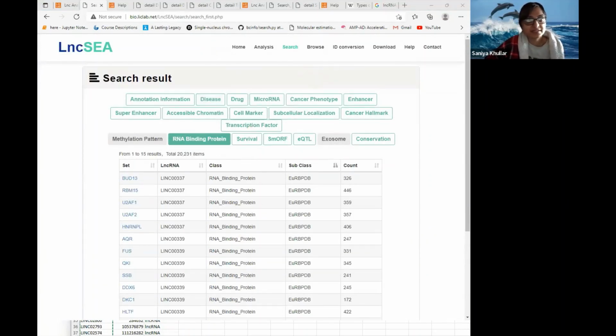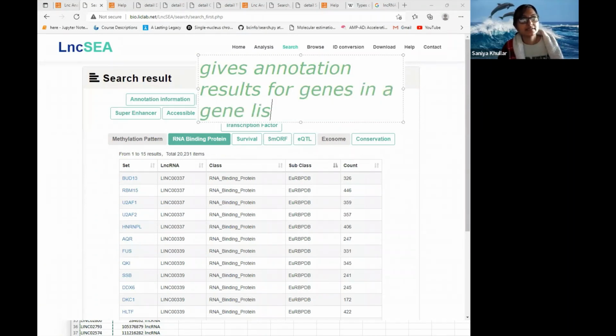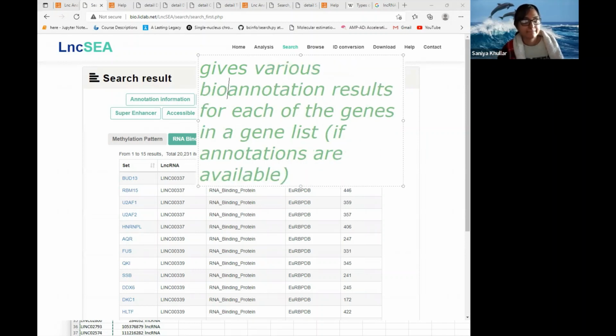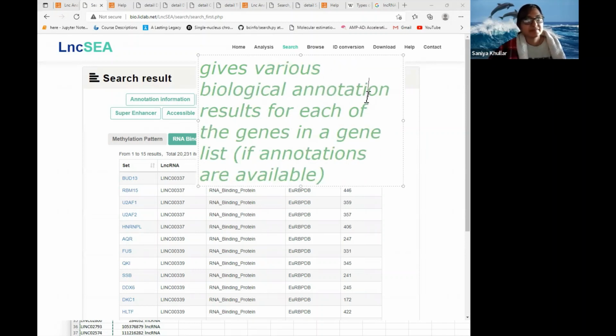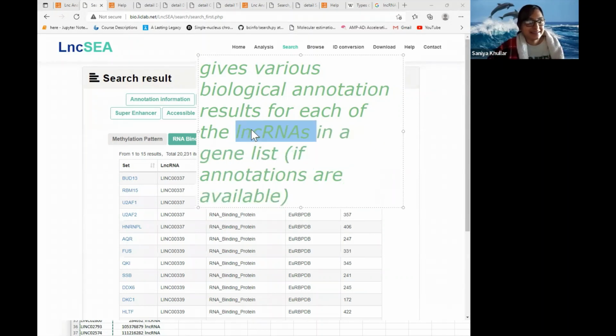So basically what search does is it gives annotation results for each of the genes in a gene list. So that's what the search does. It gives us various biological annotation results for each of the lncRNAs in a lncRNA list.